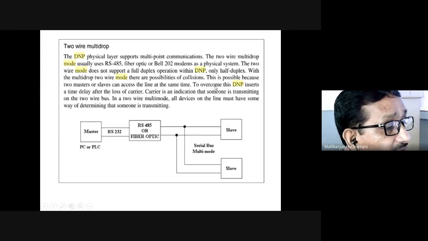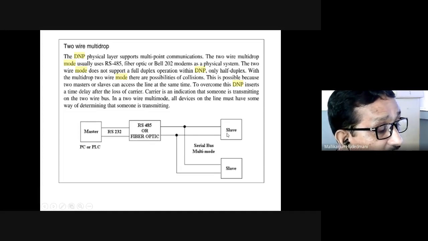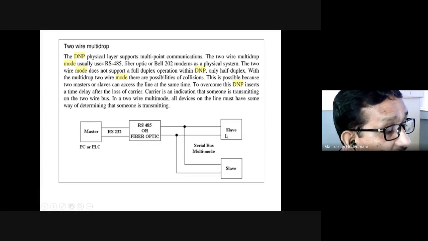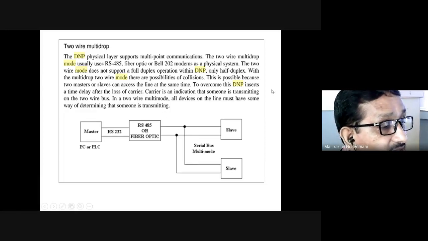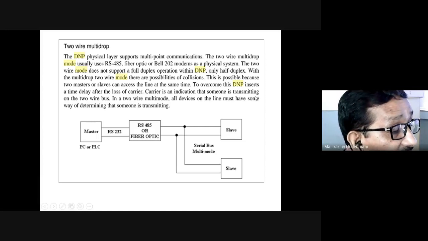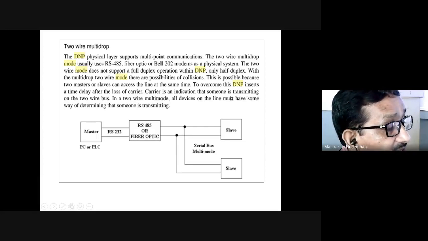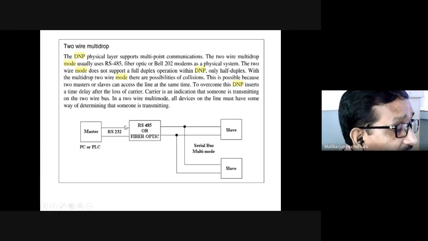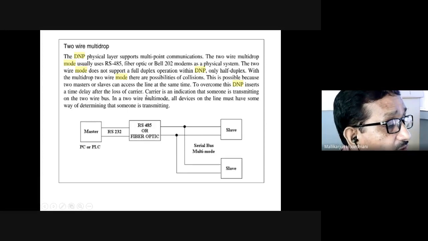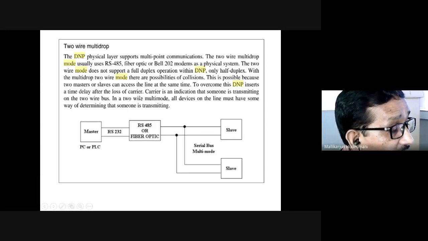So therefore, to overcome this, DNP, Distributed Network Protocol, inserts a time delay after a loss of carrier. It means once there is a communication between these two, the communication signal gets lost over a time frame. Suddenly, there is a loss of information between the end devices. It drops, it makes a pause, as if something is going wrong. That is detected, and there could be a time delay, a certain time after. Continuity of handshake must be done to ensure that the device is intact with the master or another device. So this kind of intelligence is adopted in the end-to-end connecting devices.